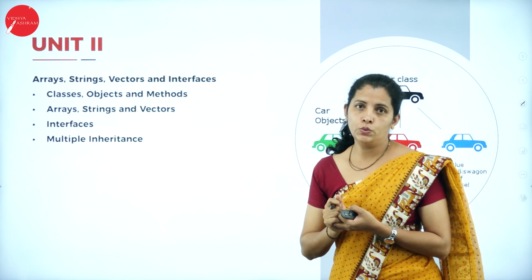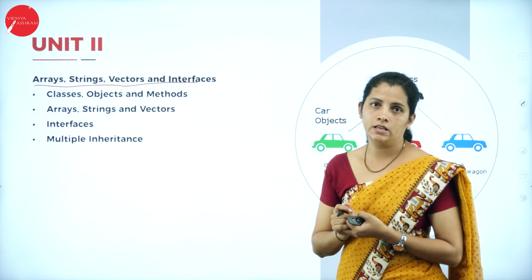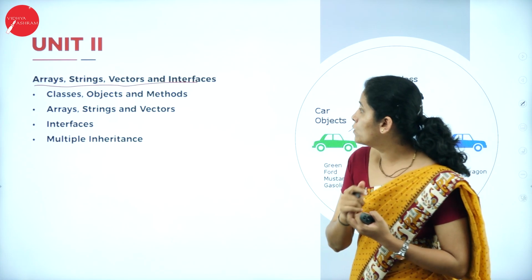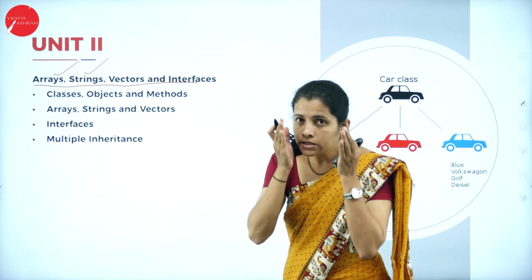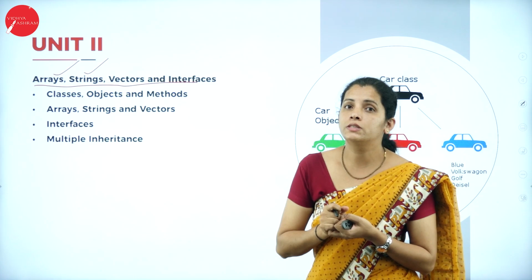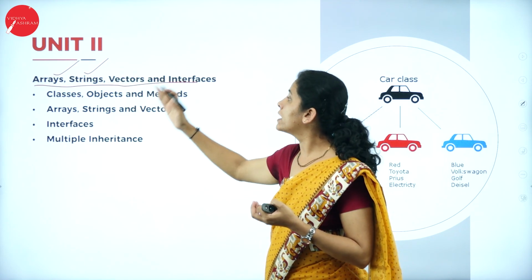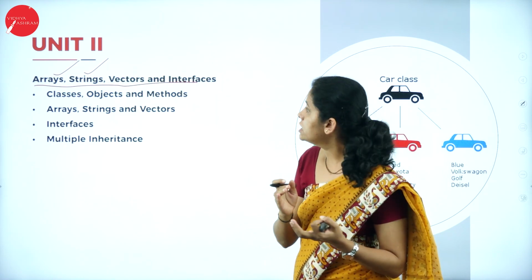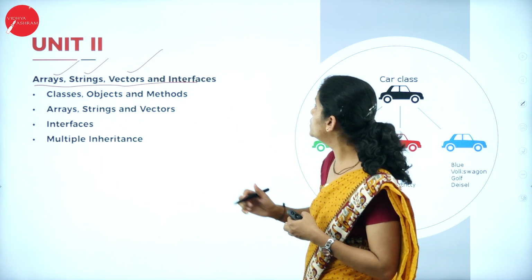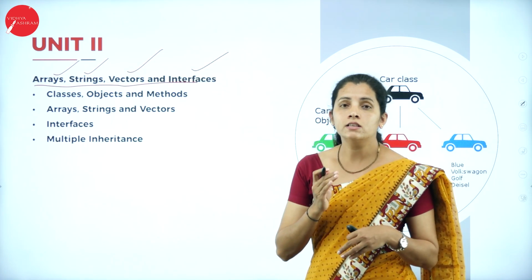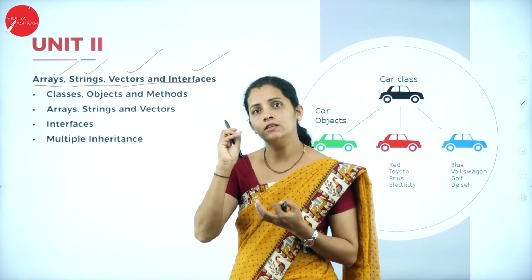In my next unit, we are going to have arrays, strings, vectors, and interfaces. Dear students, in our C program, we studied what is an array and what is a string. But the same concept once again we are going to study under Java. In Java, we can define arrays, we can define strings, and we can define vectors, as well as write interfaces. At the same time, it is object-oriented programming using Java.